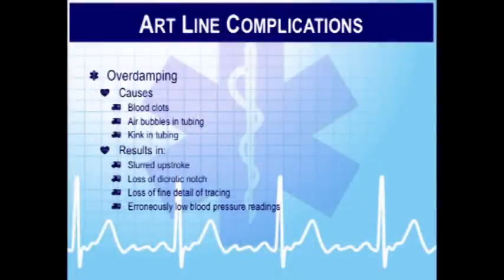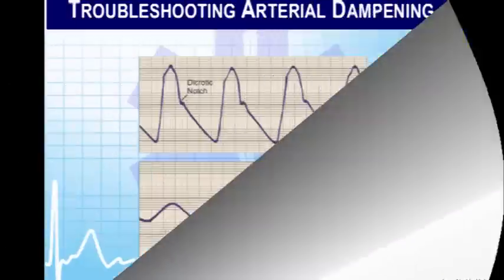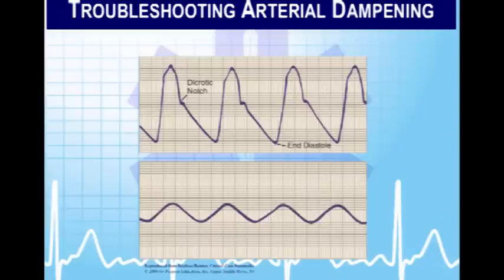We talked about dampening and overdamping and underdamping. I don't want to get too much more in depth with that. But here's an example of, even without doing a square waveform test, a good arterial waveform and a dampened arterial waveform. I can just tell that by comparing these two, right?